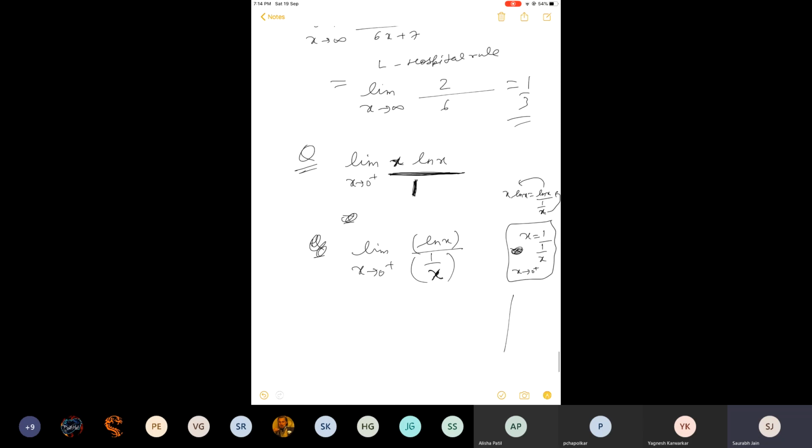ln x, see the graph. This is the graph. As x tends to 0 plus, the value of ln x is minus infinity. ln is log with base e, which is greater than 1, and such graphs are for logs whose base is greater than 1. So in the numerator we have minus infinity. In the denominator we have 1 by 0 plus, that is infinity. Minus does not make any difference. Overall the question is infinity by infinity. Now use L'Hospital rule.